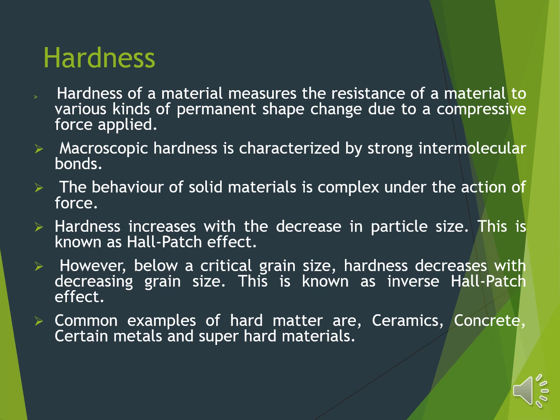Now the macroscopic hardness is characterized by the strong intermolecular bonds. That means this resistance comes out of the strong intermolecular bonds which exist within the material. The behavior of solid materials is very complex under action of force. Hardness increases with the decrease in particle size. That means smaller the size, greater is the hardness. This is known as Hall-Petch effect. However, below a critical grain size, hardness decreases with the decrease in grain size. This is known as inverse Hall-Petch effect. Now the common examples of hard matter are, of course, ceramics, concrete, certain metals and super hard materials.